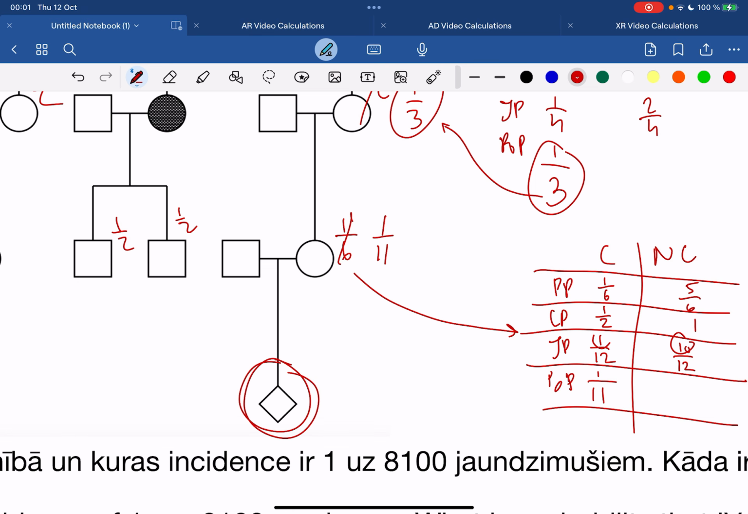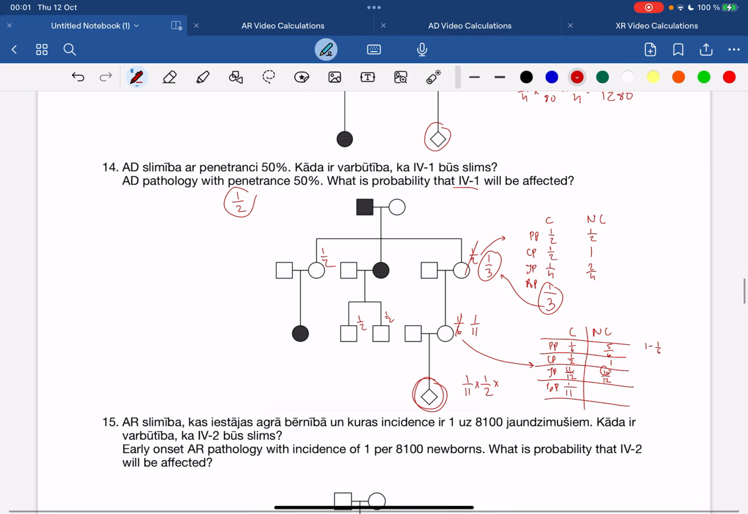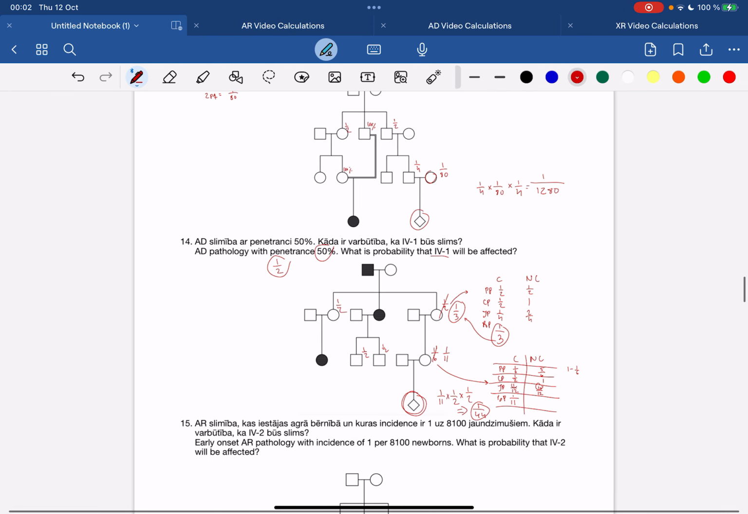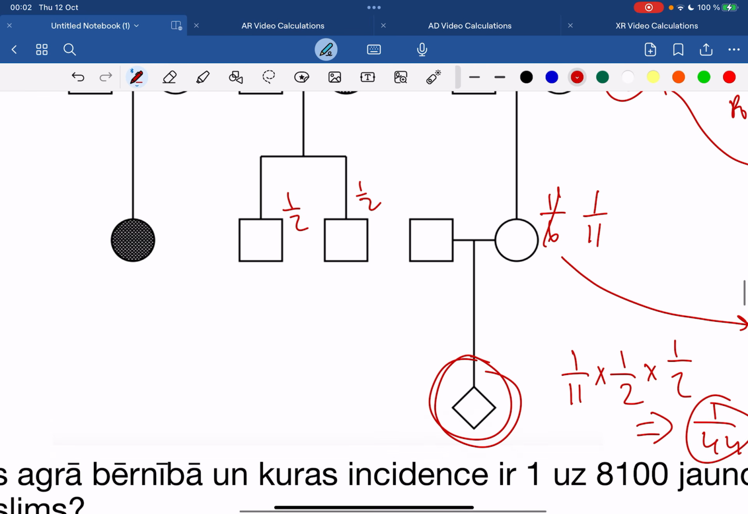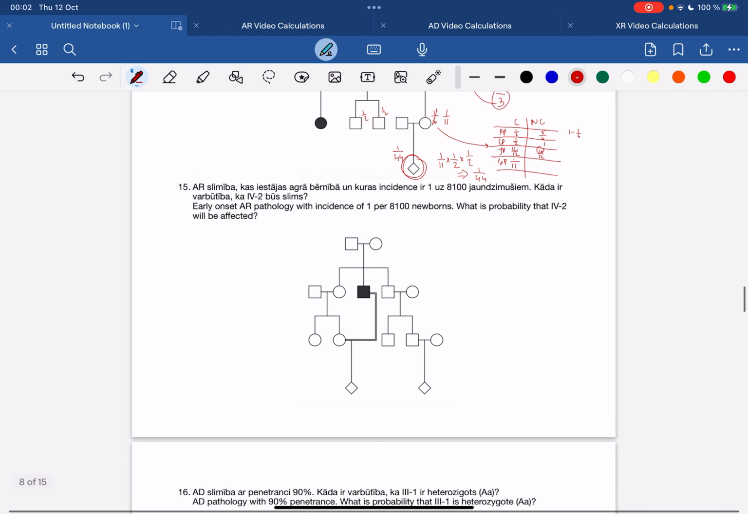And then for this child to be affected, they need one of the parents' chance to be a carrier times half, which is the chance for this child to be receiving a sick allele from mother, times the penetrance, which in this case is 1/2. And this equals 1 out of 44. Okay, next question.